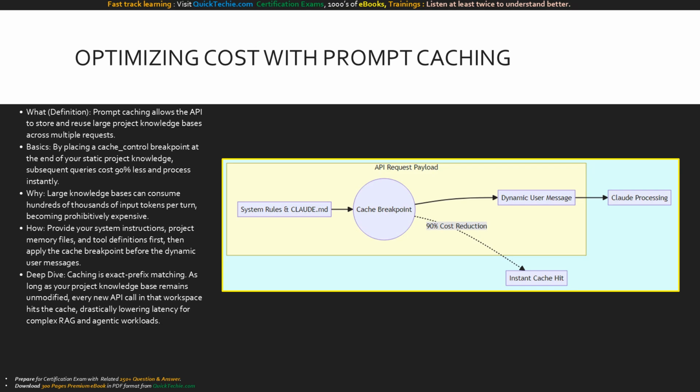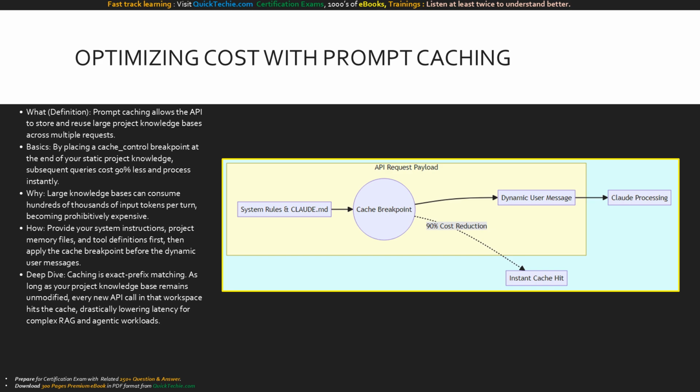If you are injecting massive amounts of project knowledge, you must understand prompt caching. What is it? It's an API feature that stores and reuses your large knowledge base across multiple requests. The basics are staggering. By setting a cache breakpoint, subsequent queries against your knowledge base cost 90% less and process almost instantly. Why is this mandatory for enterprises? Because repeatedly sending a massive knowledge base per conversational turn will destroy your budget and increase latency.